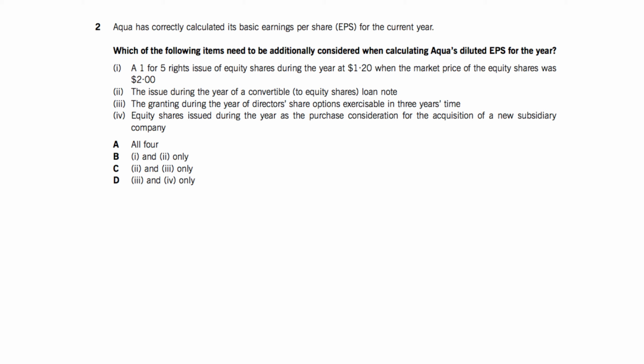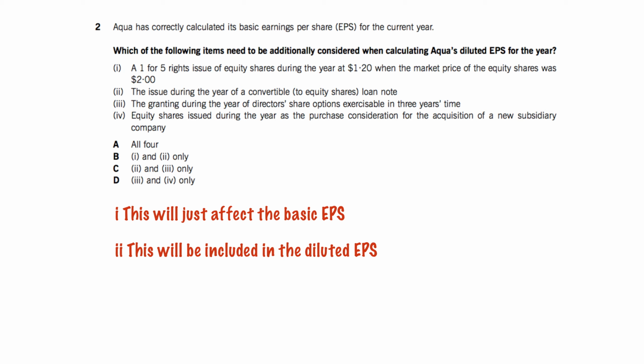So looking at each of these in turn, a 1 for 5 rights issue, don't need to read any more because a rights issue will affect the basic earnings per share, not diluted. So they've already dealt with that. 2, the issue of convertible loan notes. Yes, that will affect diluted earnings per share because we'll need to bring in the possible conversion of those into shares. So that will affect it.